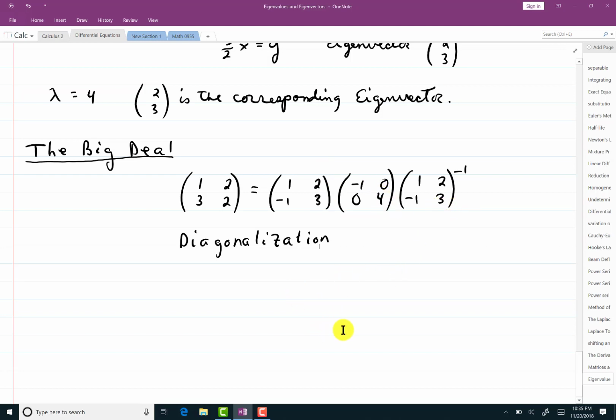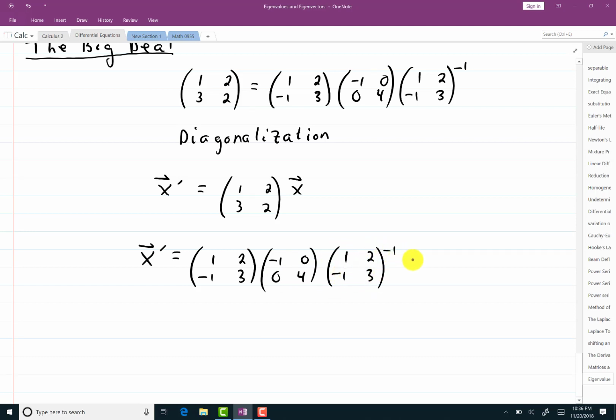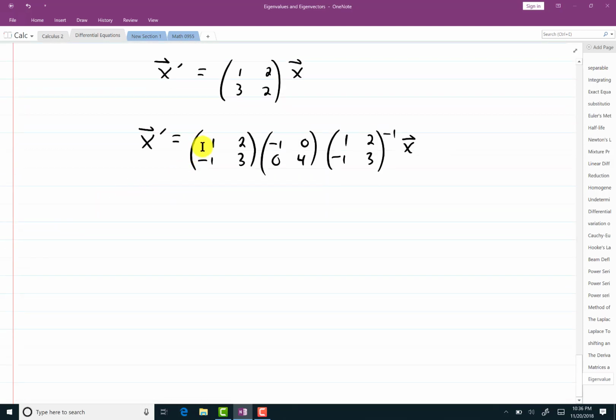Now here's where it gets very cool. We were trying to solve the following. X arrow prime was supposed to equal 1, 2, 3, 2, X arrow. What I'm going to do is replace this matrix with all of this stuff. Now up here, you can see this little thing here is the inverse of this matrix here. We don't actually have to know how to solve for an inverse to use this method, but I do have to know they exist. One of the things I can do to take this matrix out of here is to multiply the left by its inverse.